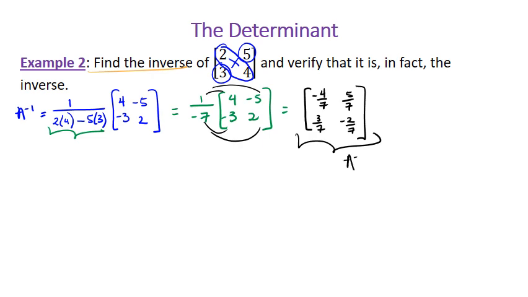So this would be A inverse. Great. Well, now the next part is to verify that it is in fact the inverse. So to check this, remember what I need to do is take A times A inverse. It needs to be the identity matrix. And then I also need to take A inverse times A, and that also must be the identity matrix.